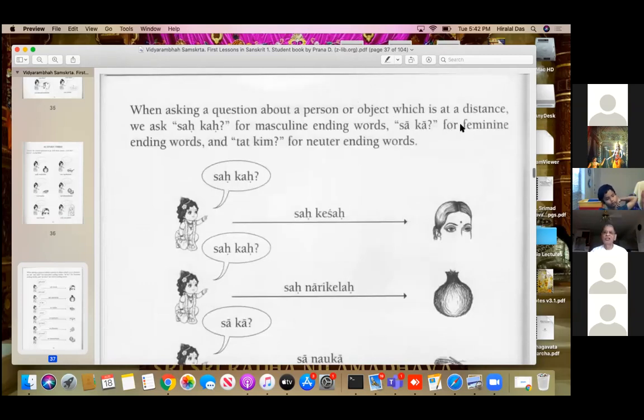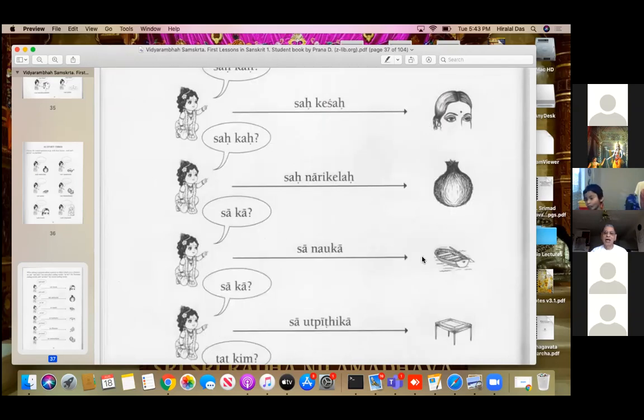Now we go to a far object, at a distance. We say saha kaha, sa ka, or tat kim. For example, saha keshaha. So it will ask saha kaha, saha keshaha. Next one, saha narikelaha. Similarly, sa nauka, feminine. So it says sa ka.